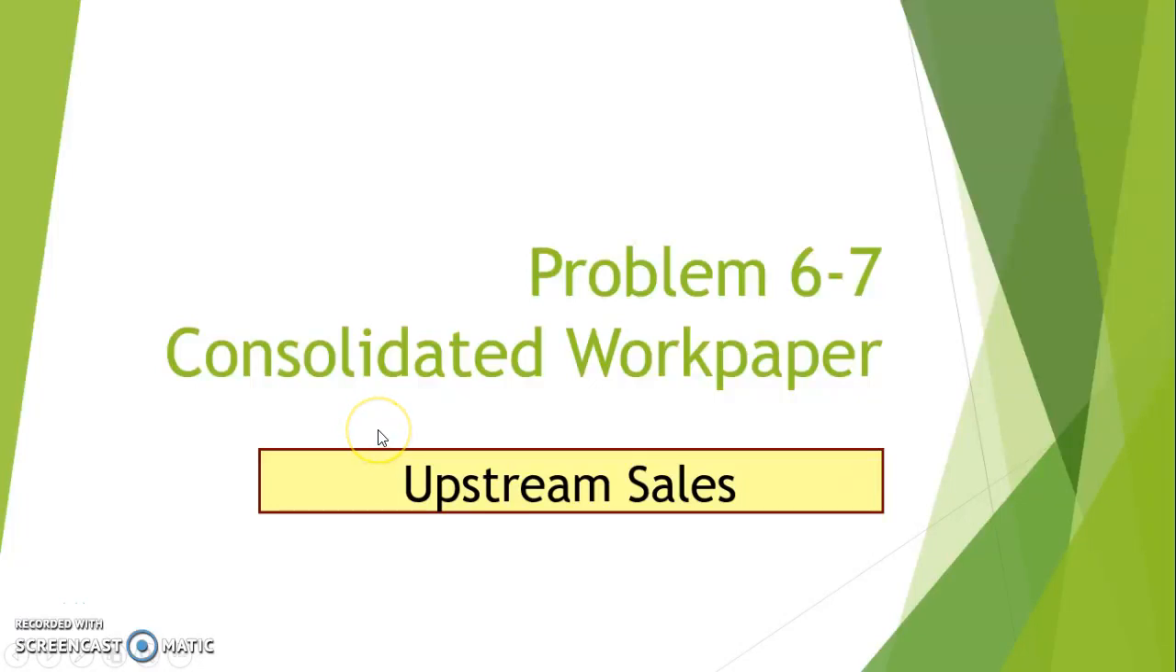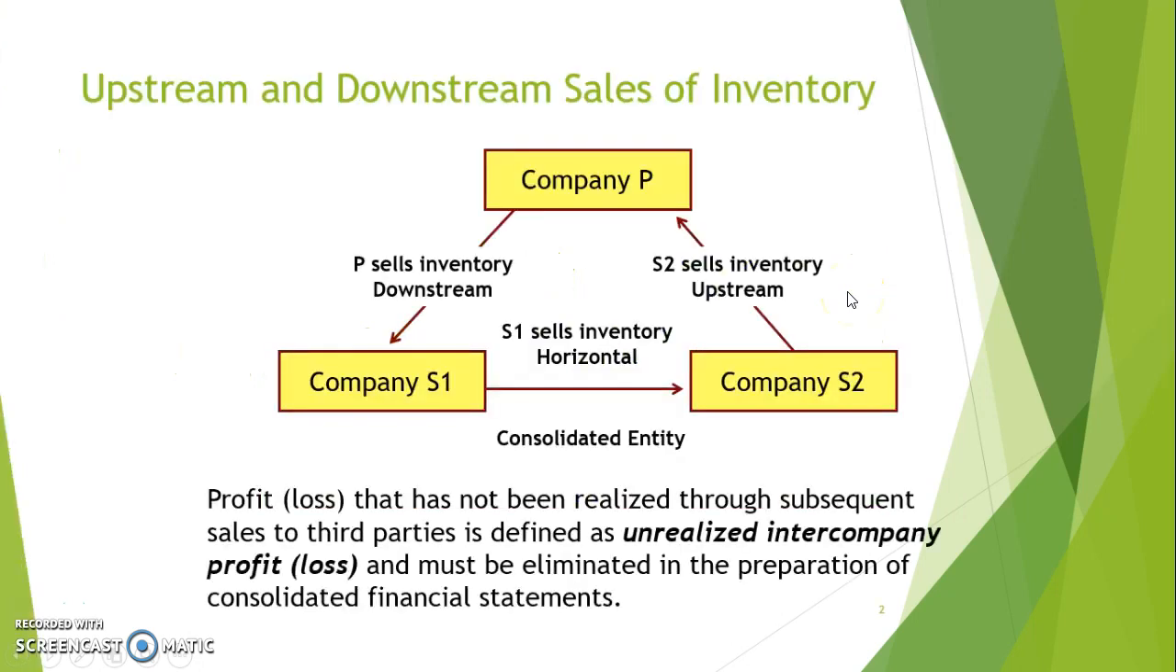This is the first of a three-part series in which we're looking at the preparation of consolidated working papers for upstream sales. Problem 6.7 deals with the cost method. Now you would recall that when we're looking at upstream sales, the subsidiary is selling to the parent compared to downstream sales in which the parent is selling to the sub.